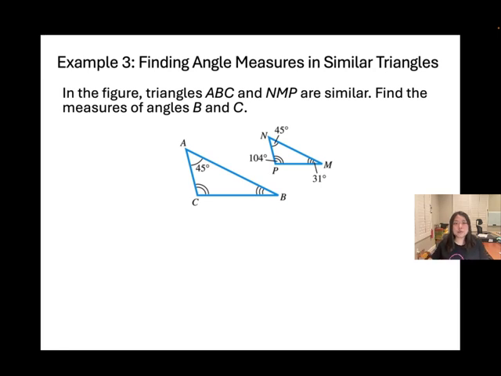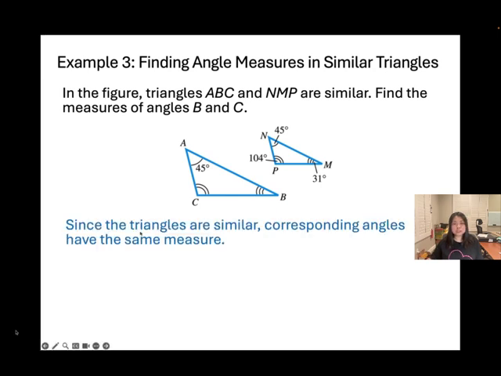Look at this example. Finding angle measure in similar triangles. In the figure, triangles ABC and NMP are similar. Find the measure of the angles B and C. They are given these two triangles are similar and they want you to find angle B and angle C. So you compare. Angle A will be equal to angle N, which is 45 degrees.